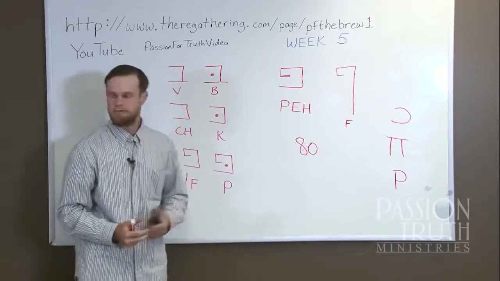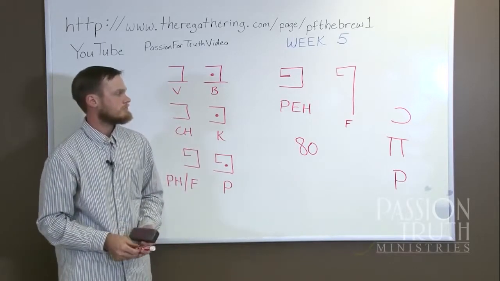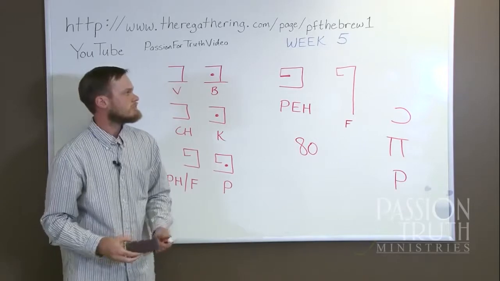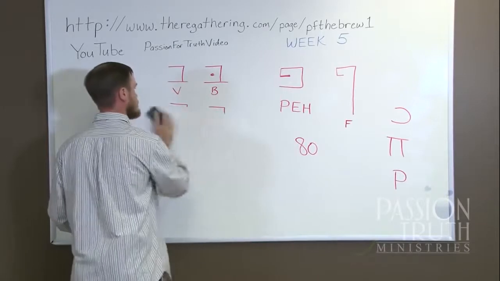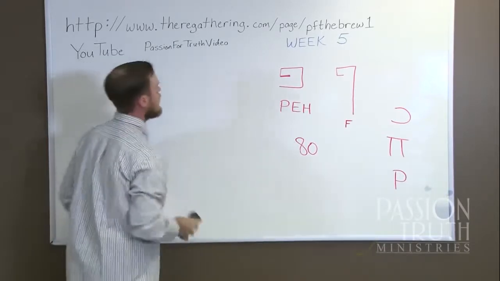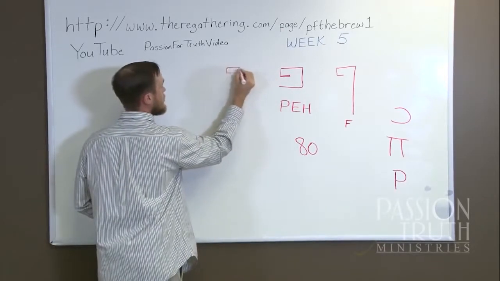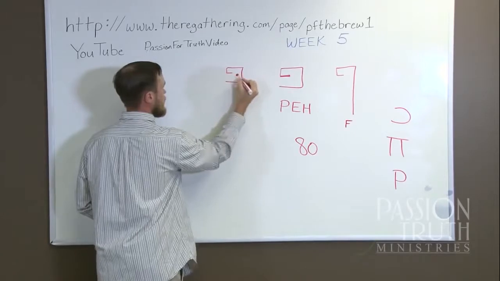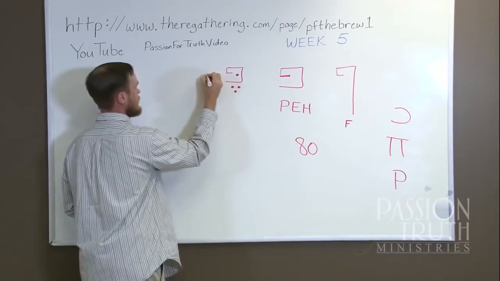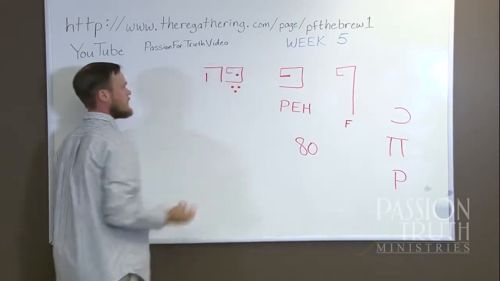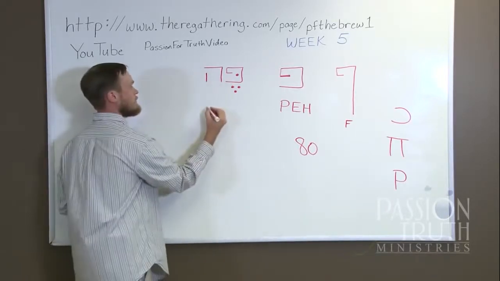Any questions about the Pe? And a good Pe word is the name of the letter itself. So a Pe with the dagesh, a segol vowel underneath it, followed by a he, is pronounced pe, and it means a mouth.